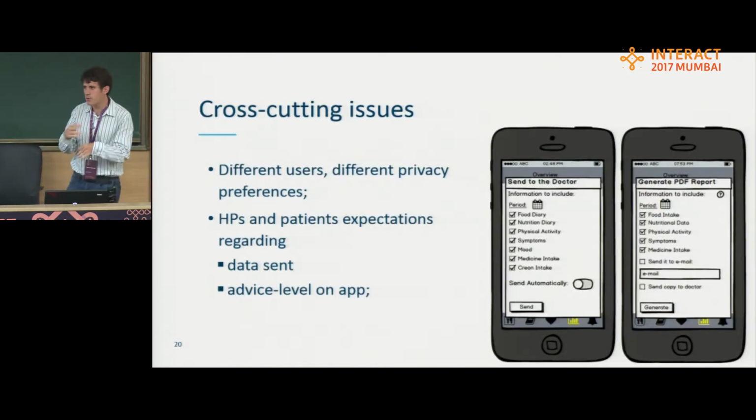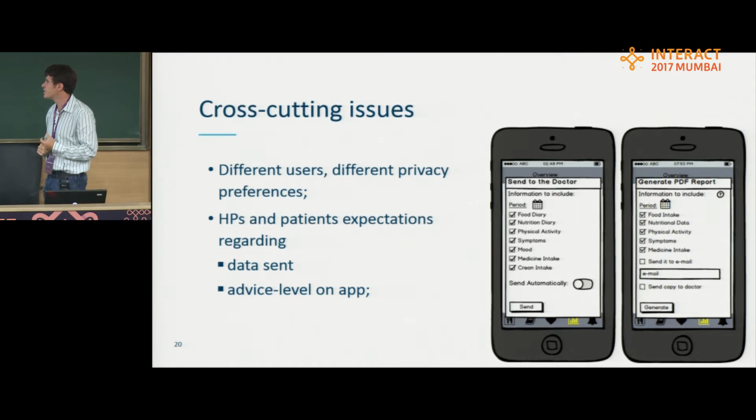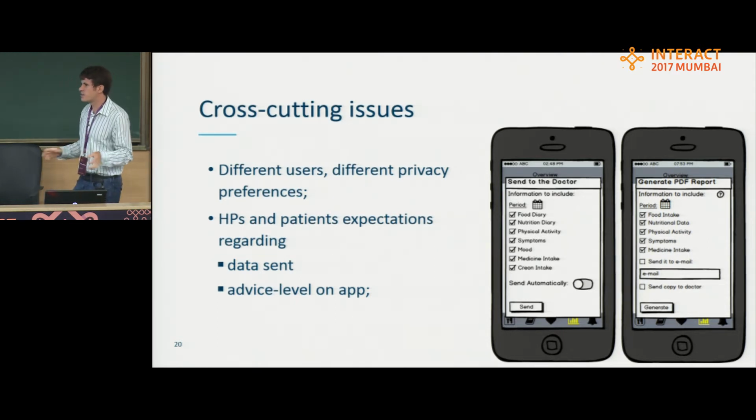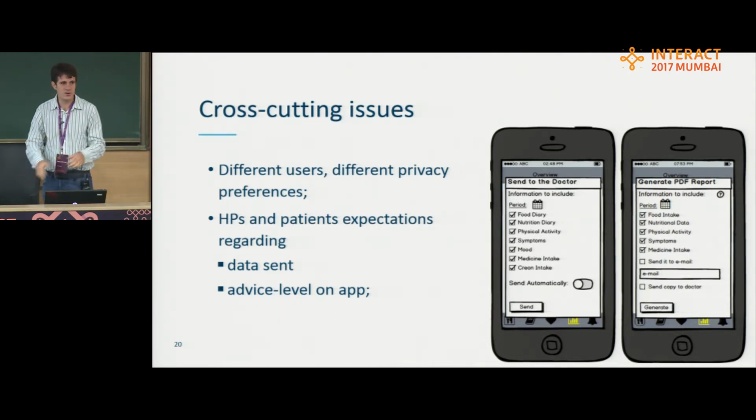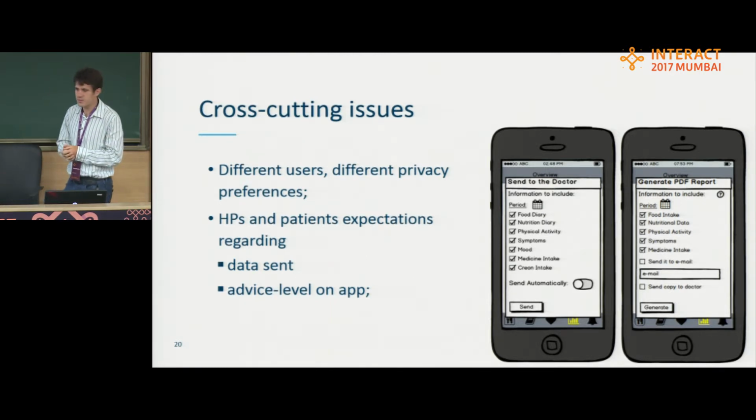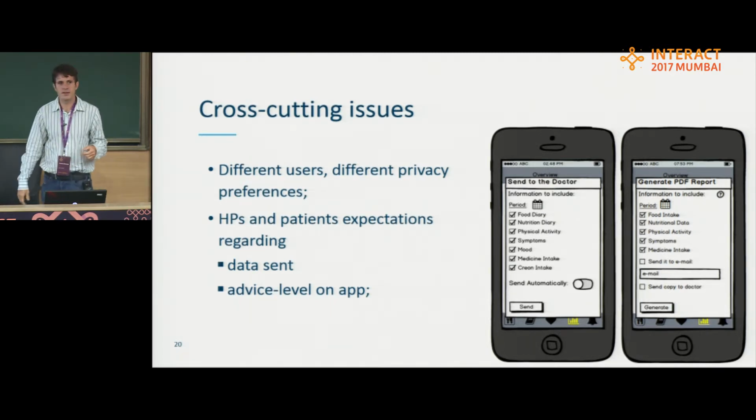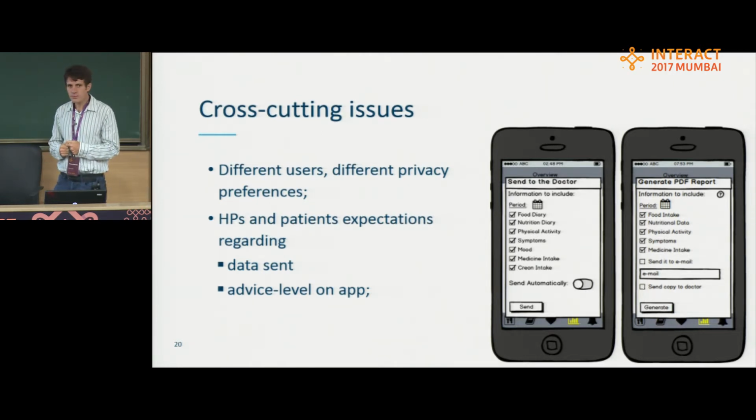So I won't talk about more UI elements, although we have some other findings that we have described in the paper, and I'll jump to the cross-cutting issues. They're also quite interesting. We had different users in different countries, and therefore different privacy preferences. Some people said, I just want the practical things, so send all the data to the doctor automatically. Others wanted to choose all the data and decide when to send. Some wanted to go through the data in detail to decide.